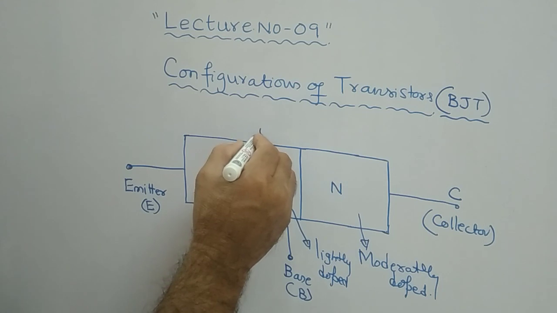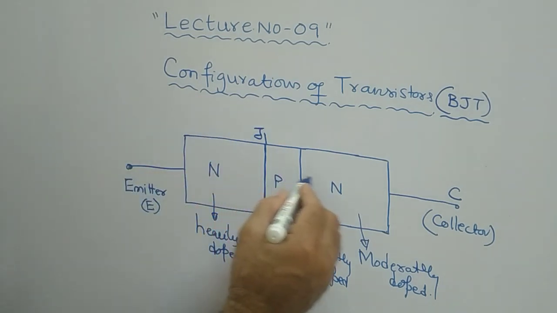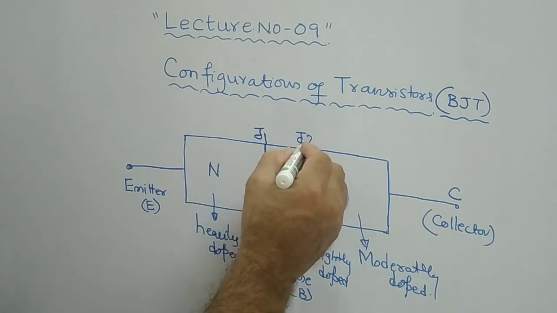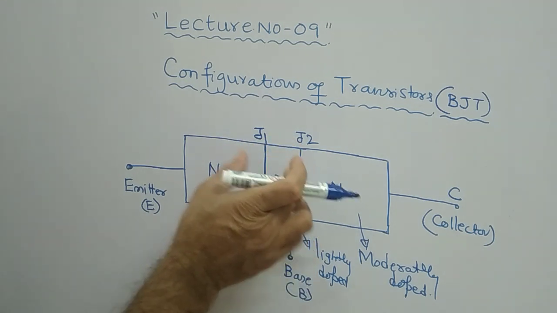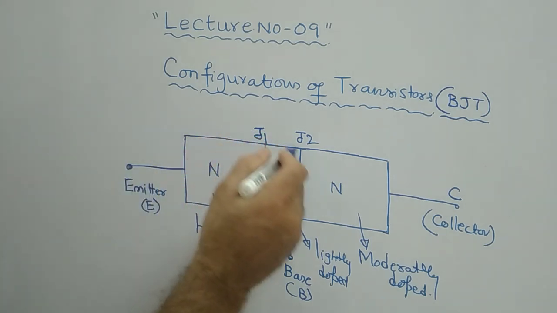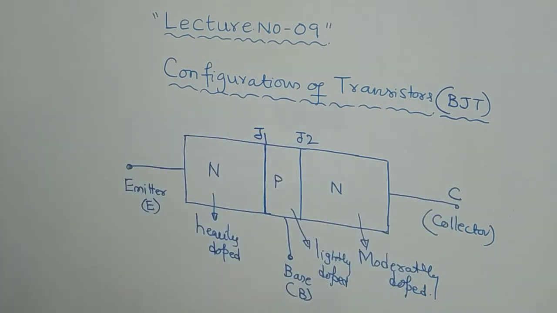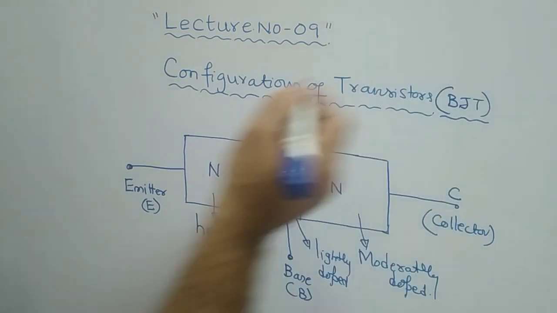You can call it junction 1, no problem. Similarly, if you consider P and N, this is another junction, which you can call junction number 2. Two junctions are there. In this way also, you can call the transistor a bipolar junction transistor.